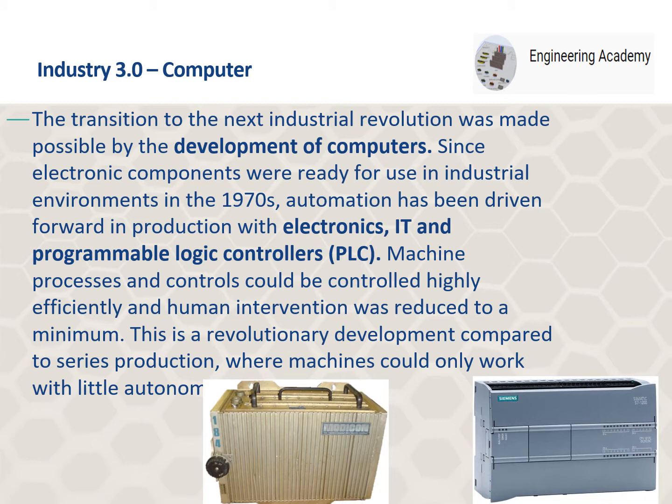The next revolution was when computers came along, PLCs and stuff. So the transition to the next industrial revolution was made possible by the development of computers, since electronic components were ready for use in industrial environments in the 1970s. Automation had been driven forward in production with electronics, IT, and programmable logic controllers.